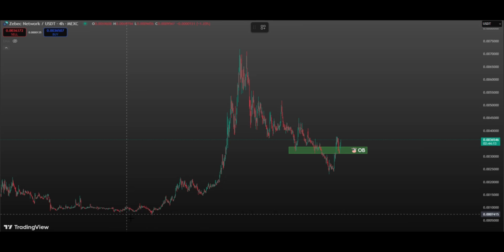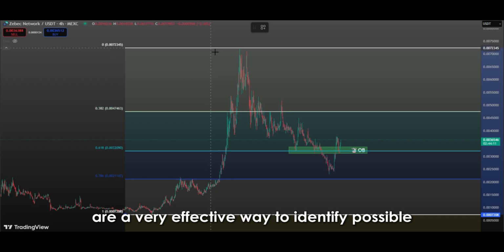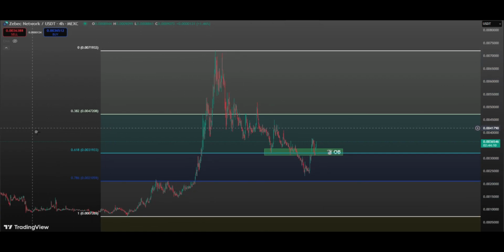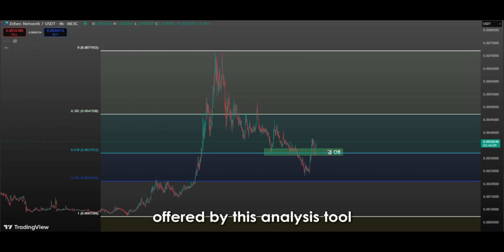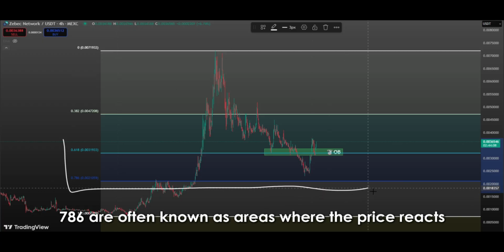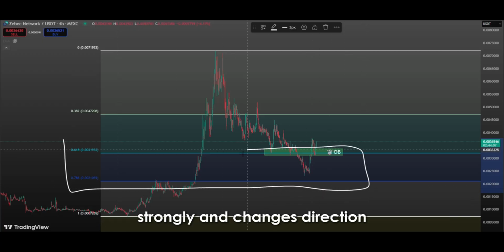One of the most important technical elements of the chart is the Fibonacci retracement levels between the recent bottom and the peak. Fibonacci retracement tools in particular are a very effective way to identify possible reversal levels in the markets in advance and to see where the price can find support. One of the critical ratios offered by this analysis tool, 0.618, followed by 0.786, are often known as areas where the price reacts strongly and changes direction.